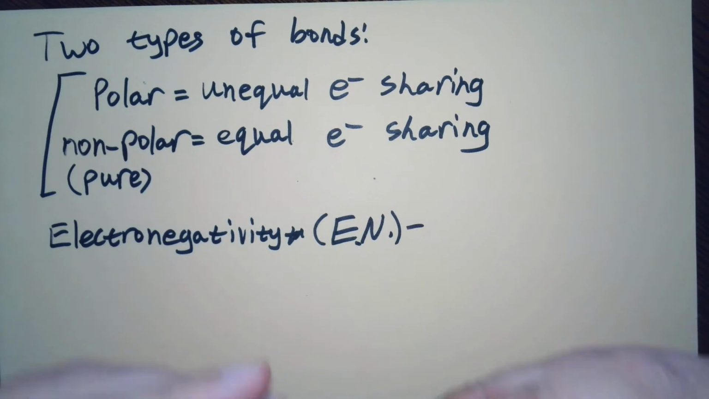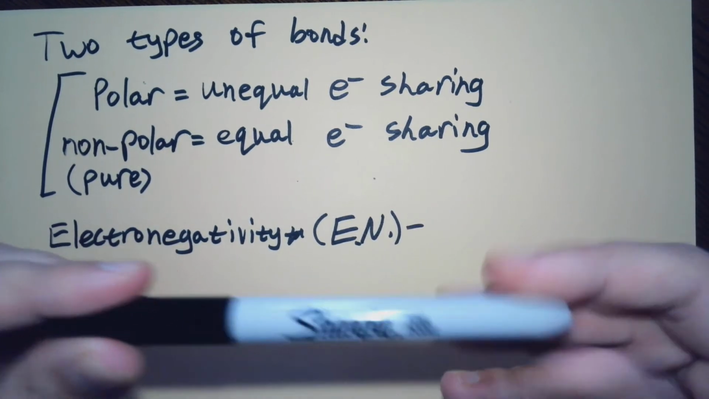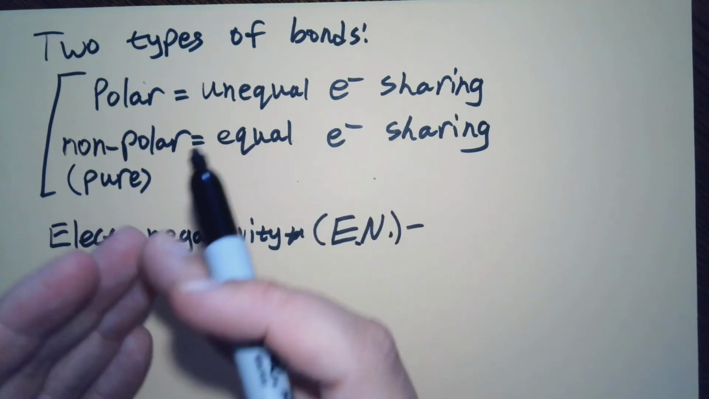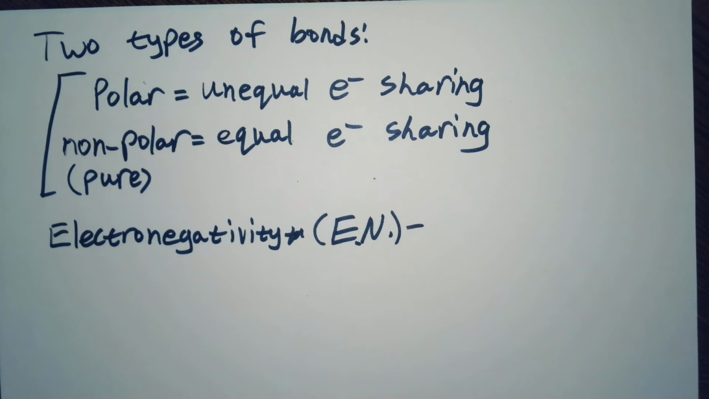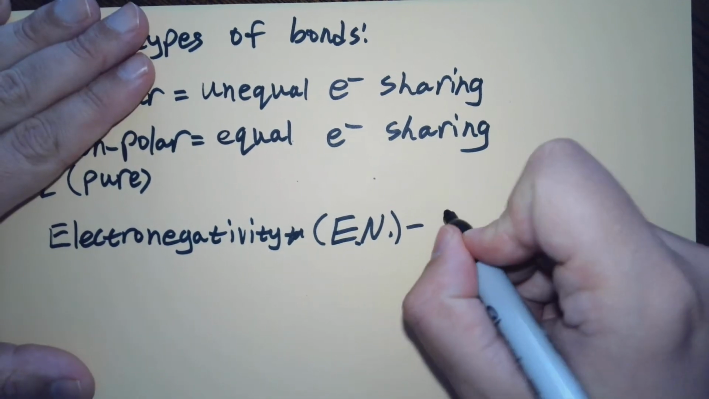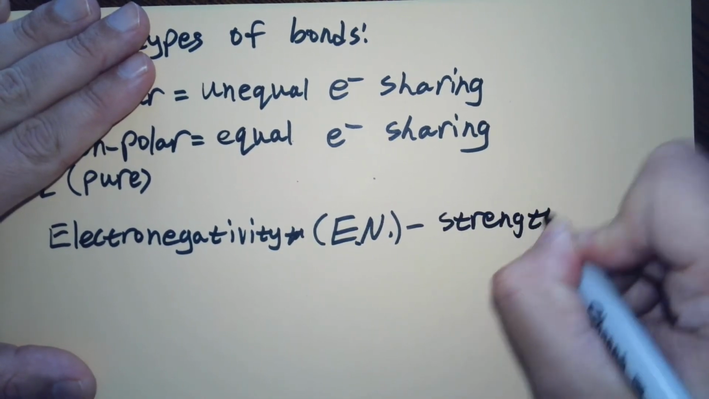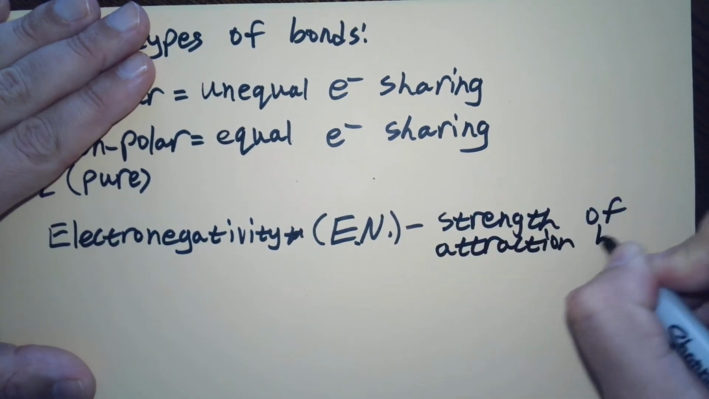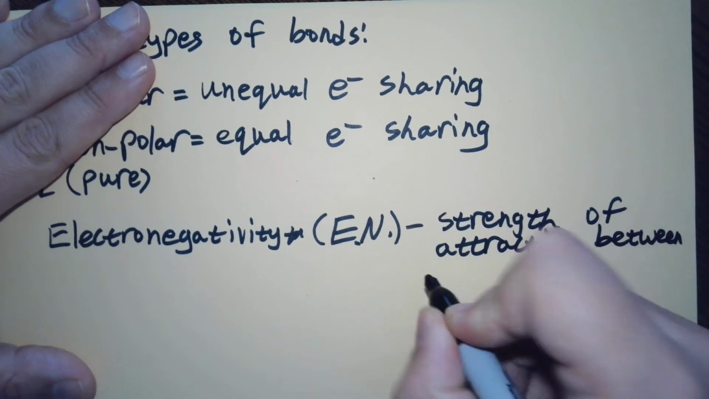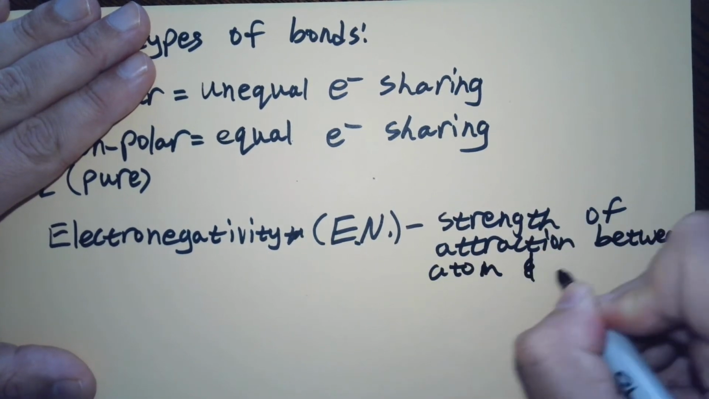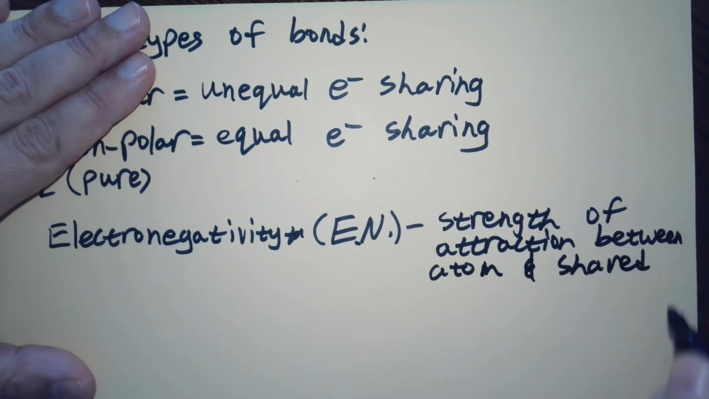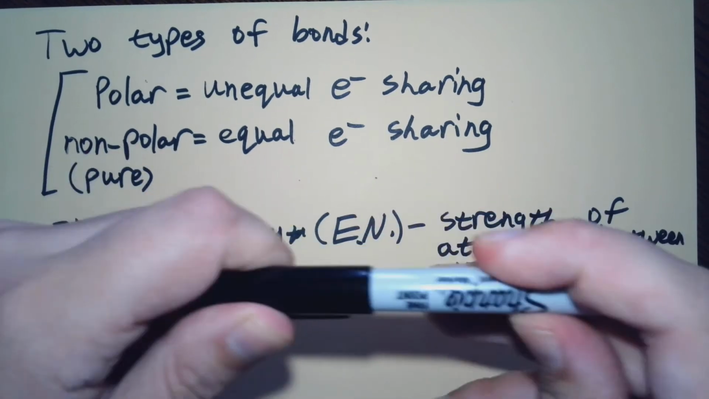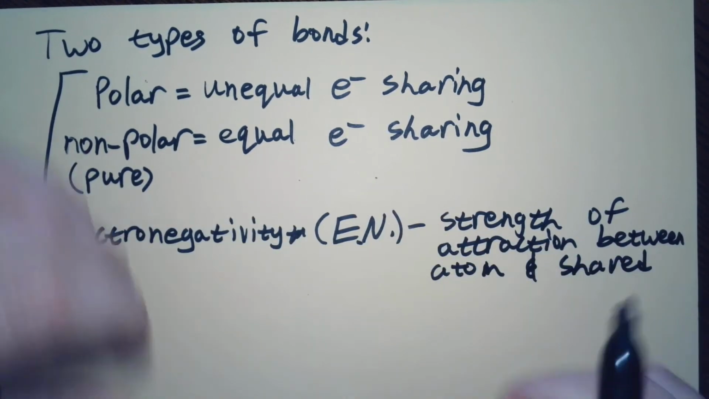And electronegativity is how strong of a competitor at that game of tug of war is the atom. How strong is the attraction between that nucleus and the shared electrons? So it's the strength of attraction between an atom and shared electrons. So it's a little bit different than electron affinity, where it was taking, what's the energy associated with taking an electron on. This is how much pull is it going to have on shared electrons.